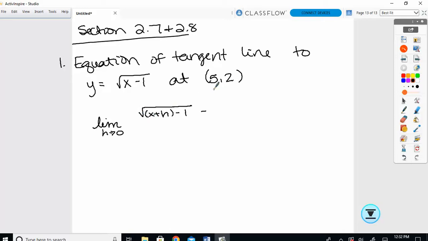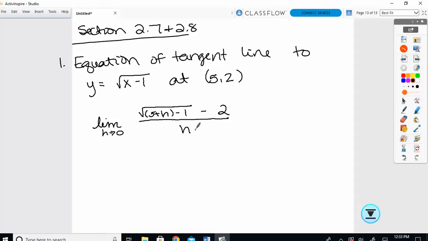Or what else could we use in this problem? We could go ahead and plug in the 5. Any of those options will work because we do know the point. Because, and only because we have a particular x value, I could go ahead and sub that in here. So f of 5 plus h, minus f of 5, so we just get 2, all over h.